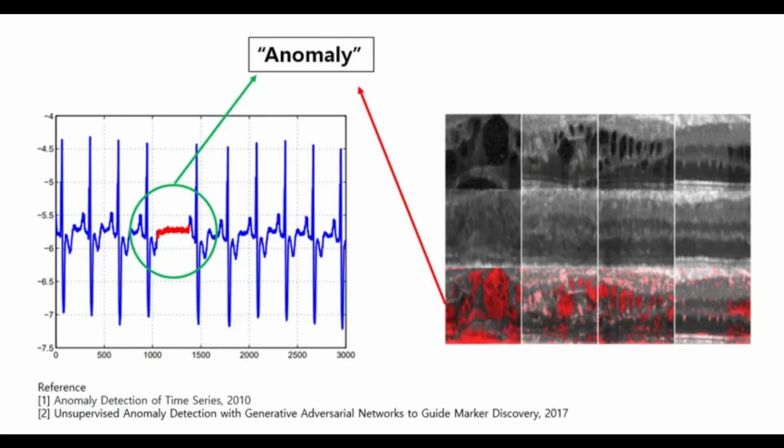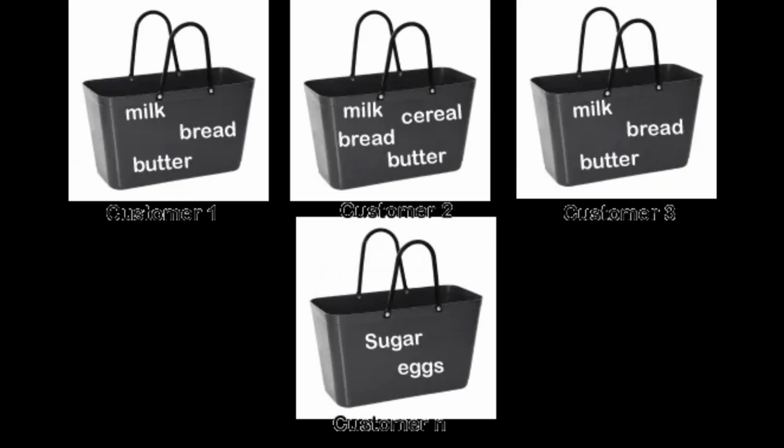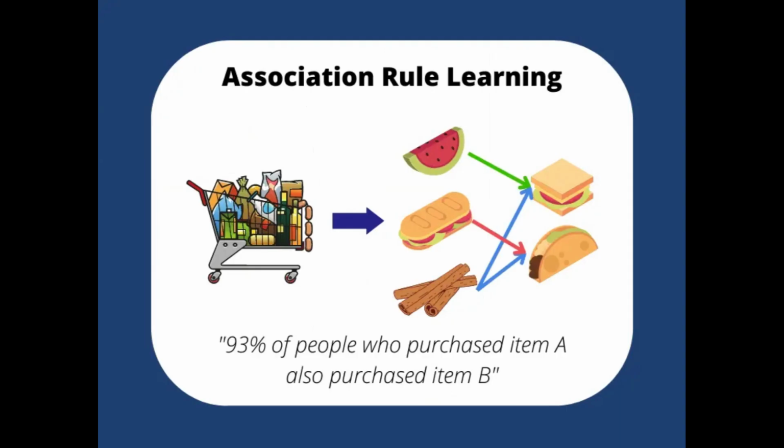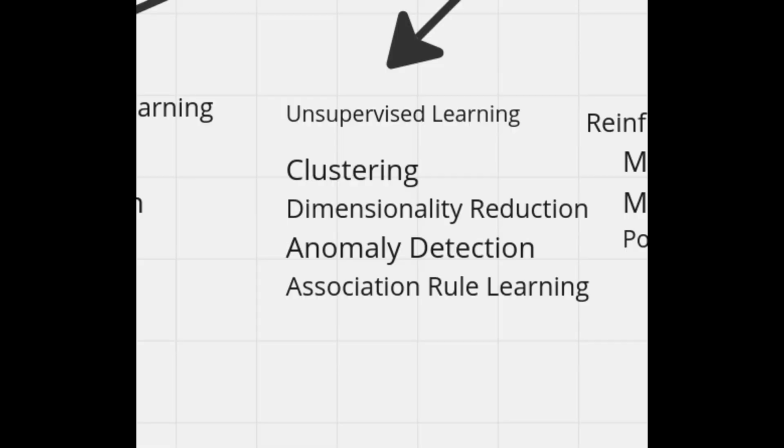Anomaly detection identifies unusual patterns in the data, like detecting fraudulent credit cards. Association rule learning discovers relationships between items in data, like finding products frequently bought together at stores. Imagine noticing that people who buy peanut butter often buy jelly too, so we can identify in such a way. And these all types belong to unsupervised learning.